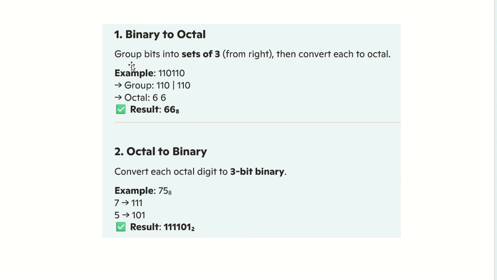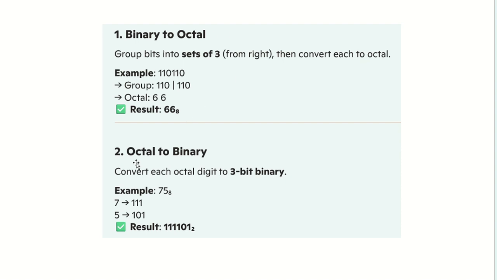Now, binary to octal. If you're going to convert a binary number to octal, let's note down the binary value. We have to divide the binary value into 3 bits, because in order to convert to octal, we have to divide into 3 bits. So, 110 is the binary value, and we have to convert it into octal. 110 in octal is 6, and again 110 in octal is 6. So the given binary value's octal number is 66.